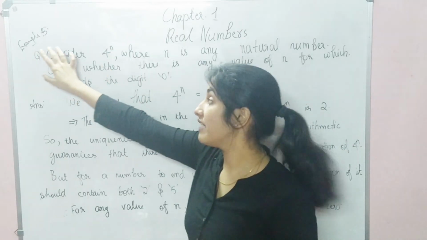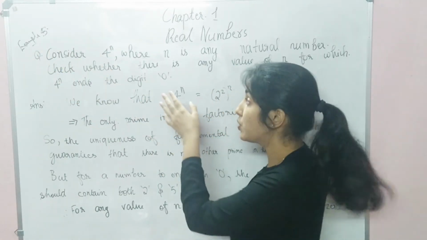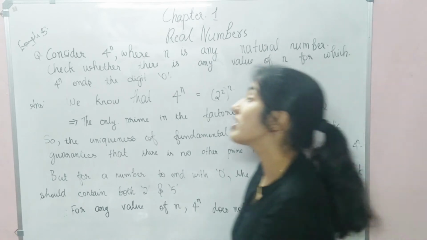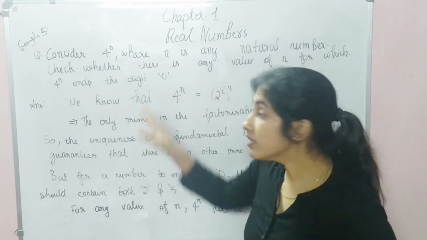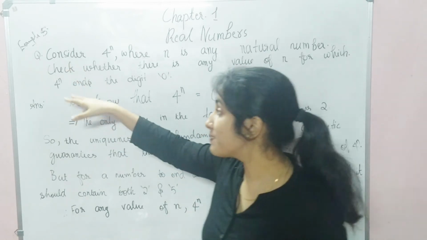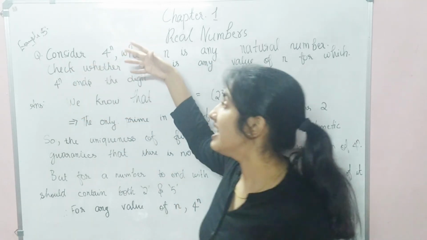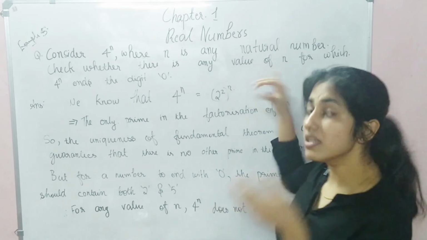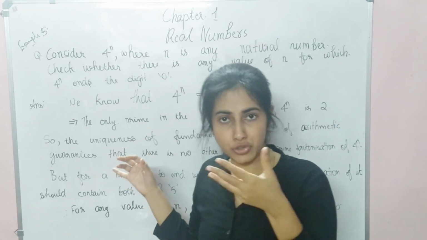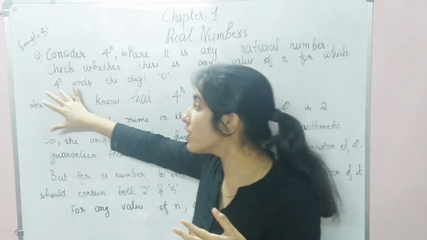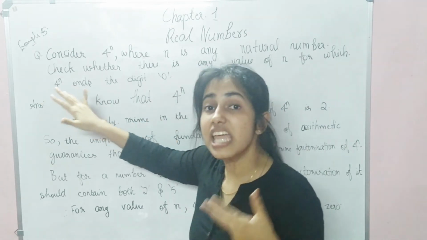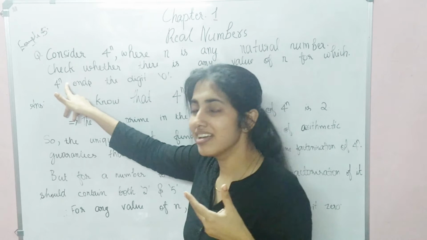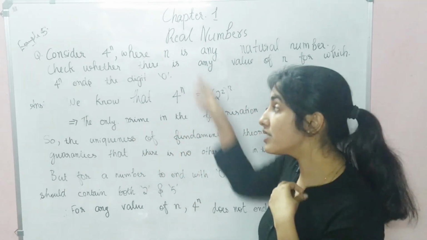Let us see example 5 of the NCERT textbook. Consider 4 raised to n where n is any natural number. Check whether there is any value of n for which 4 raised to n ends with digit 0. The number 4 raised to n means that when you substitute different values for n, n takes the values of natural numbers. So you substitute n is equal to 1, n is equal to 2, you get different numbers. When you observe all of those numbers, you are asked whether any of those numbers end with digit 0 for any value of n. We use the fundamental theorem of arithmetic to solve this question.